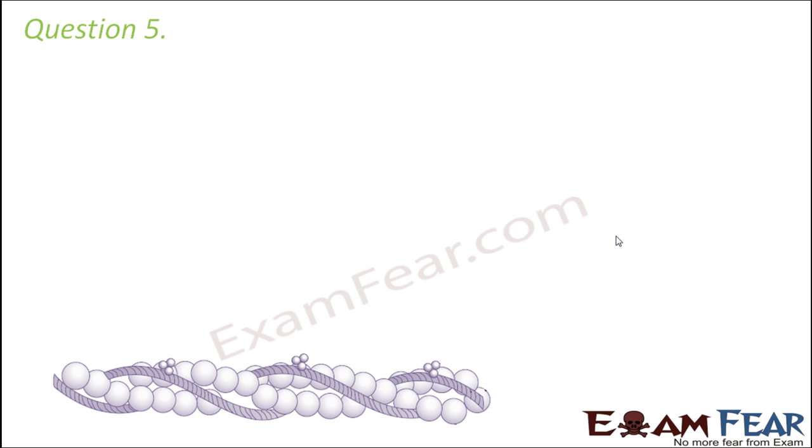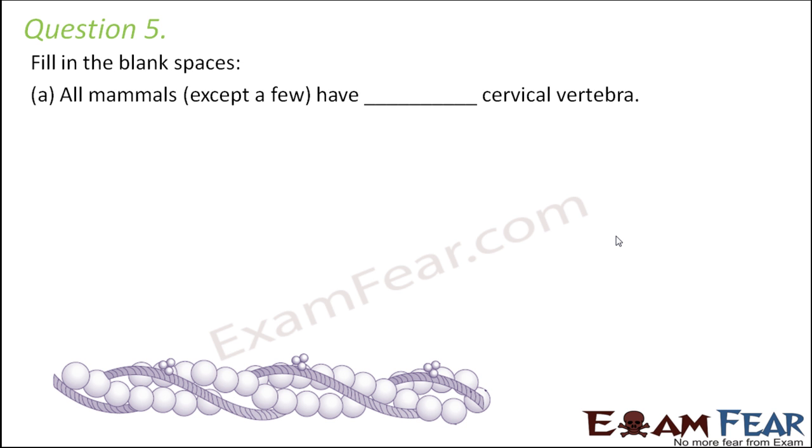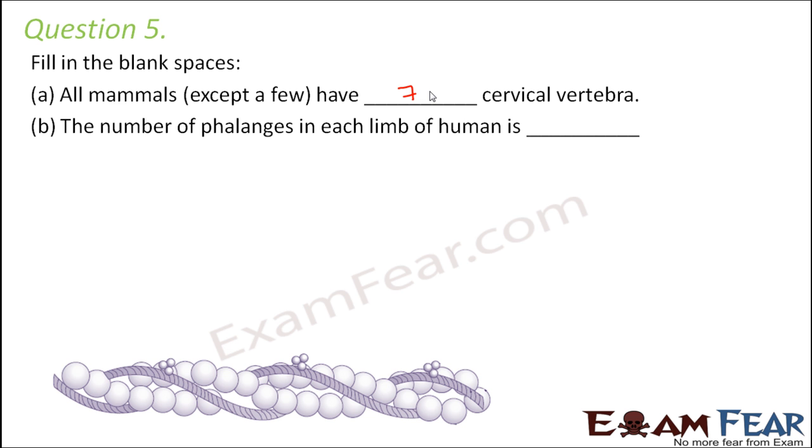Now let us look at the last question of this lesson. Fill in the blank spaces. All mammals except a few have dash cervical vertebra. So most of the mammals have 7 cervical vertebrae, including human beings.